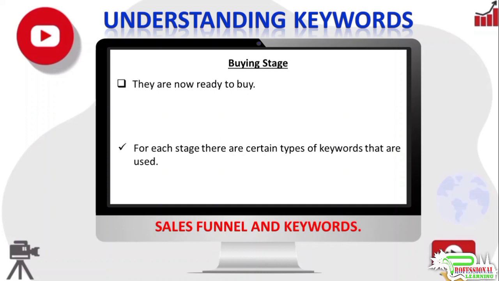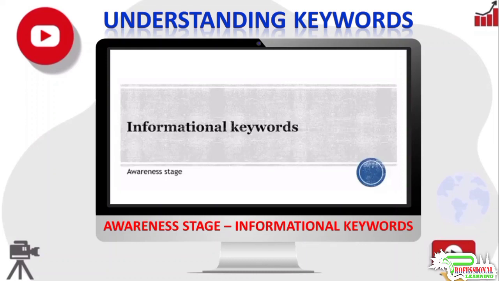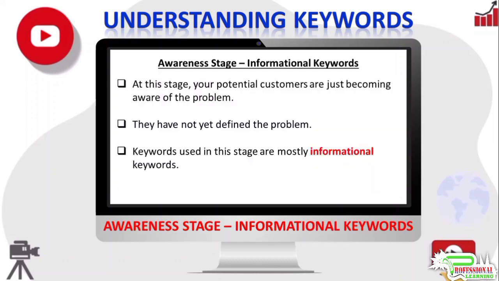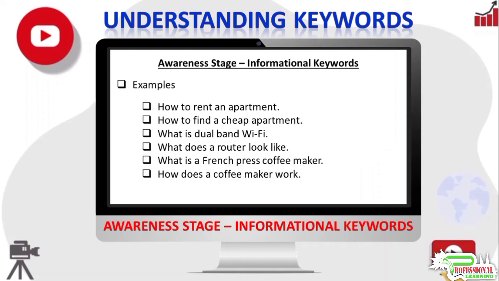So the first one is informational keyword. At this stage, your potential buyers are just becoming aware of the problem. They might not have defined the problem very clearly, they may still be in the process of defining. The keywords used in the awareness stage are called informational keywords. Examples would include keywords like these. People who are using these phrases are looking for information. They are trying to obtain a clear understanding of the issue they are facing. They are not looking for a solution yet and they are not ready to buy either.